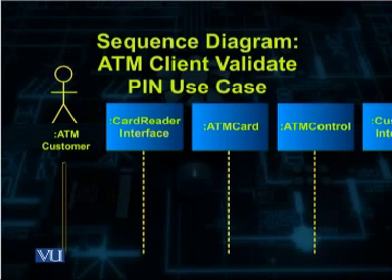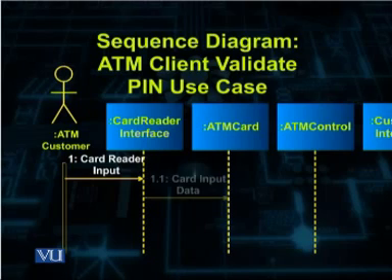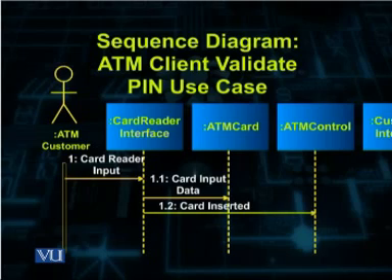So the first message that is initiated is card reader input, and that comes from the ATM customer, and that message is sent to the card reader interface object. The card reader interface object then sends one message to ATM card, as you can see on the screen, and the second message is sent to ATM control. That is a control message, and it says that a card has been inserted into the card reader.